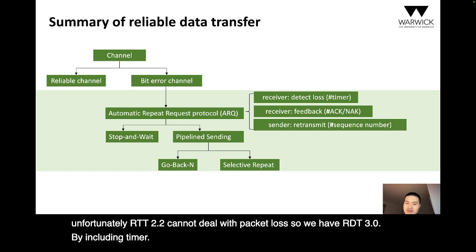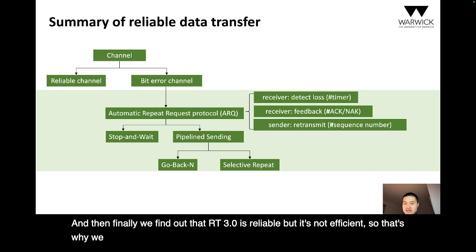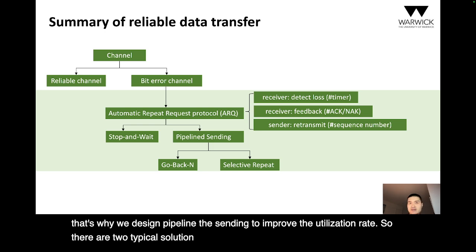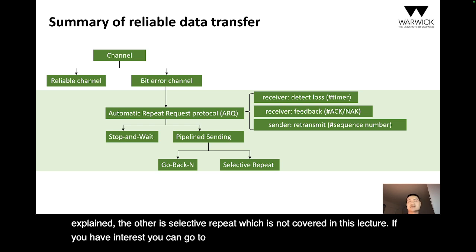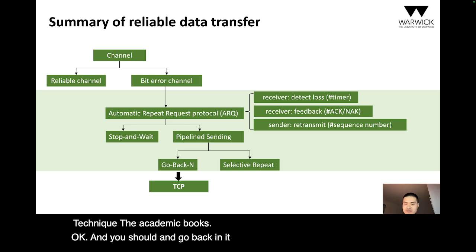And then finally, we found out that RDT 3.0 is reliable, but it's not efficient. So that's why we designed pipelined sending to improve the utilization rate. There are two typical solutions. One is go back N, which we have explained. The other is selective repeat, which is not covered in this lecture. If you have interest, you can go to the academic books. Okay, and go back N is the basis of TCP.